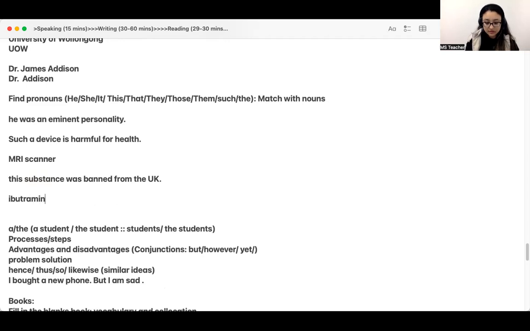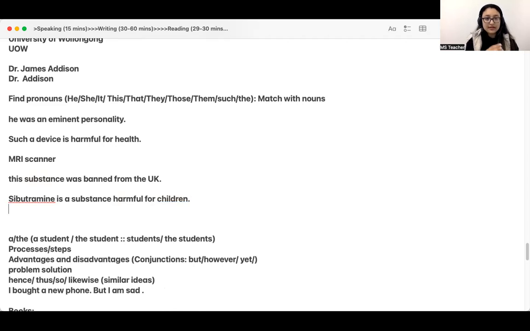Sibutramine. I've just taken a random name from one of the reorders. Sibutramine is a substance harmful for children. Look, this word must refer to some kind of substance. Therefore, we have to find the sentence where they mention for the first time that this is a substance. Where are they mentioning this word?